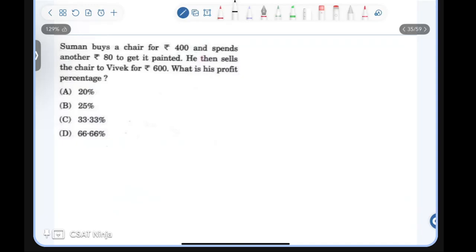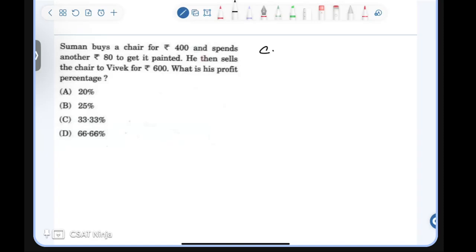The question here is, Suman buys a chair for 400 and spends another 80 rupees to get it painted. So in this type of question, always remember, if there may be repairing as well, here in this case it is painting, or sometimes the question may use the carrying charges or the transportation charges, they may say like that. So everything will go under your cost price.